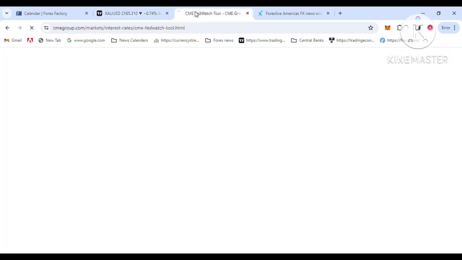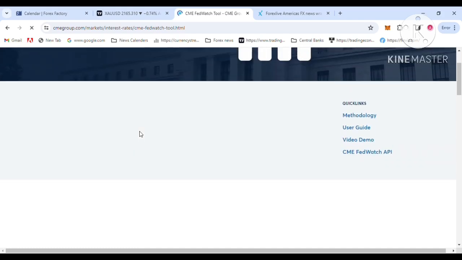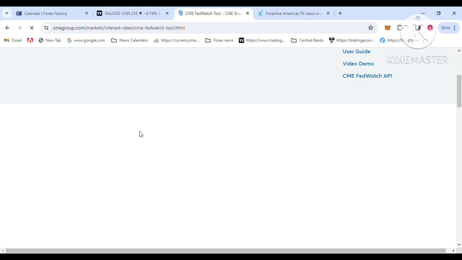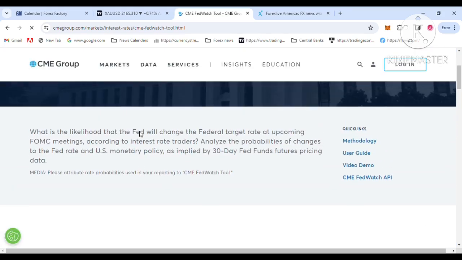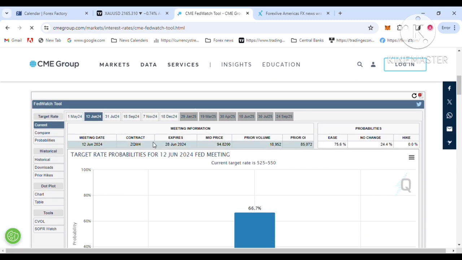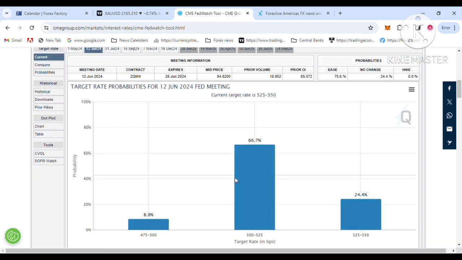Let's see what is going on with economic data next week. 5.5% is the current interest rate. I am going to the FedWatch tool website to see the interest rate forecast. The Federal Reserve, the American central bank, is forecast to start an interest rate cutting cycle this year. Looking at the June FOMC meeting, you can see a 66% forecast of a 25 bps interest rate cut after the FOMC meeting was released last week.